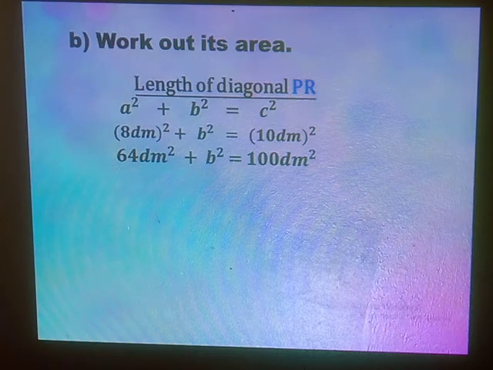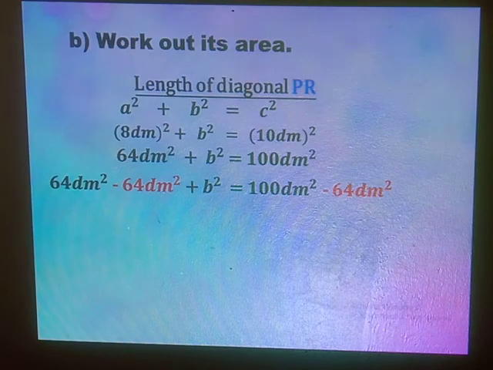Now there, we need to collect like terms. So for us to collect like terms, I believe we shall be able to come up with 64 square decimeters minus 64 square decimeters plus B squared is equal to 100 square decimeters minus 64 square decimeters. When we subtract correctly, we shall be able to come with that. 100 square decimeters minus 64 square decimeters is giving us 36 square decimeters. So B squared is equal to 36 square decimeters.